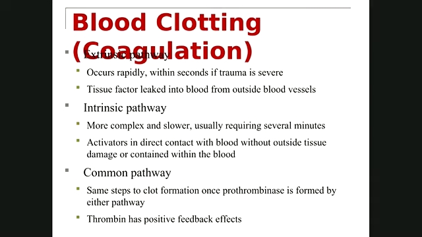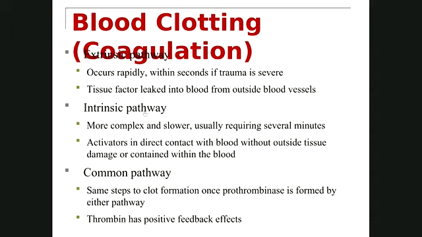The extrinsic pathway occurs very rapidly, within a second if the trauma is severe. Tissue factor leaks into the blood from outside of the blood vessels. So the extrinsic pathway starts from the external part of our blood vessels. We have release of tissue factors, and these tissue factors can start this pathway for us. It's very quick. After that, we have the intrinsic pathway.